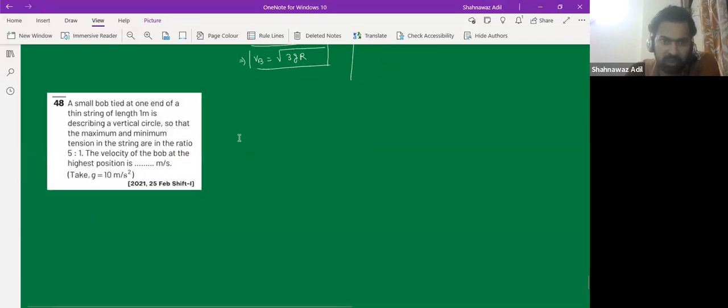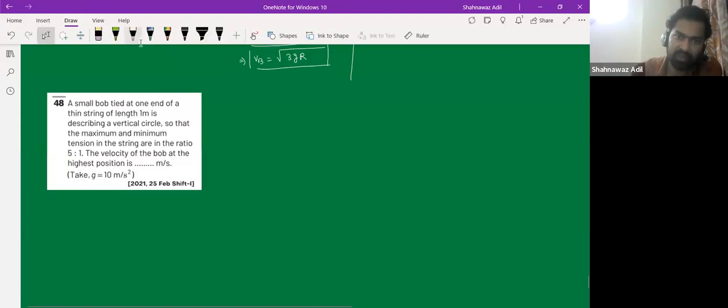A small bob tied at one end of a thin string of length 1 m is describing a vertical circle, so that the ratio of maximum and minimum tension in the string is given. The velocity of the bob at the highest position is how much? So now we cannot neglect the minimum tension, right? They have given the relation, and we will use the idea that we have already done.